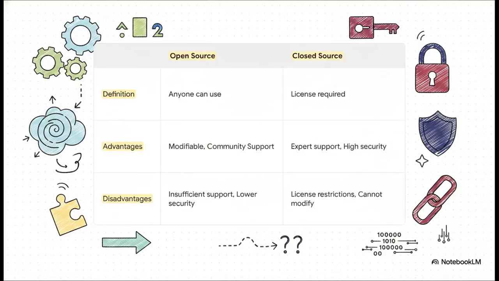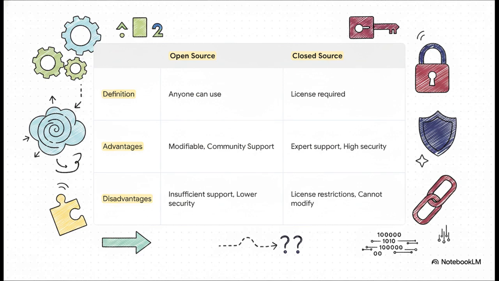Let's start with open source. Here, the source code is totally public. Think Linux, think Android. Anyone can see it, use it, even change it. The support comes from a community of users. The huge advantage here is that flexibility, but the flip side is that community support can be a bit hit or miss.